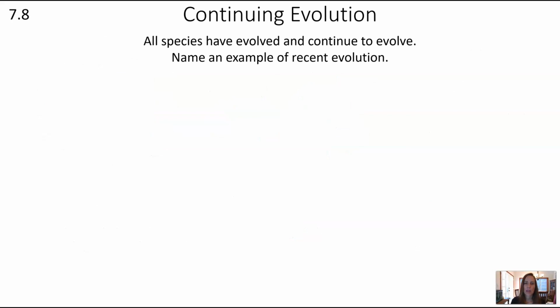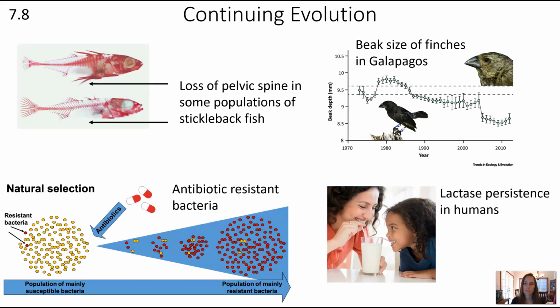Moving on to 7.8, continuing evolution. All species have evolved and continue to evolve. There are so many examples here. Let's see if you can come up with an example of relatively recent evolution. A couple of examples you might have come up with, and it's fine if yours is something else.